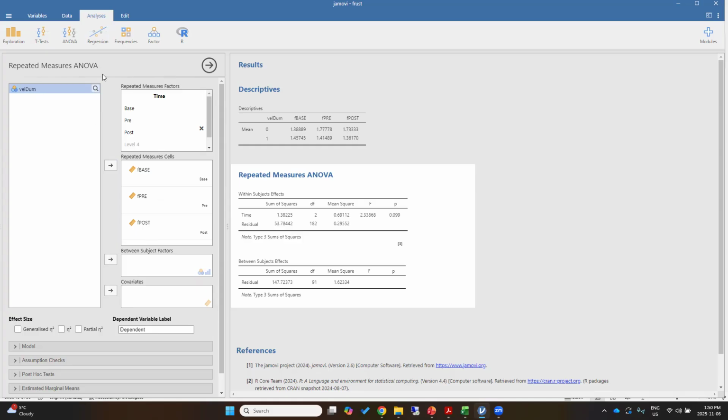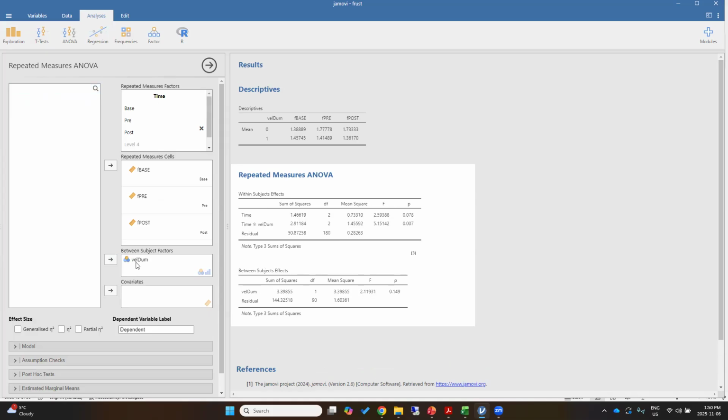It's a repeated measures ANOVA, but it's actually a mixed ANOVA, right? Because I have both a within subjects factor, time, and a between subjects factor. So I want to go ahead and move over this velocity between subjects factor.